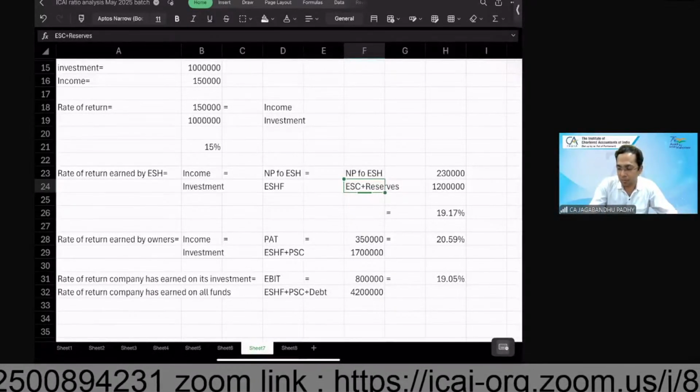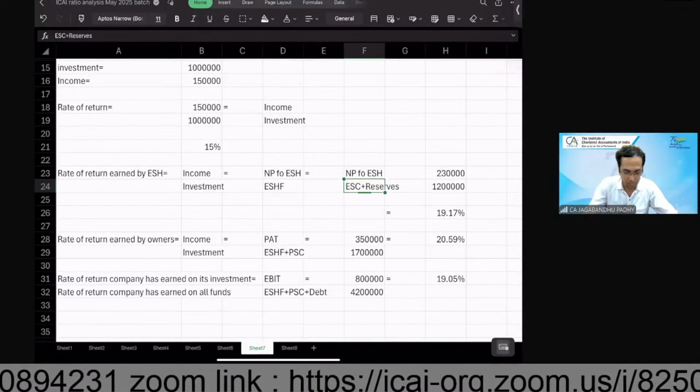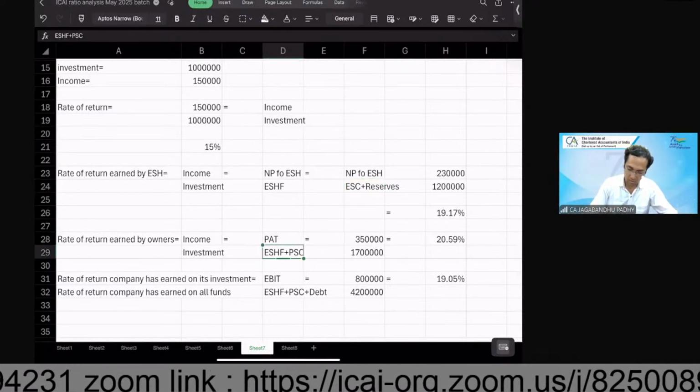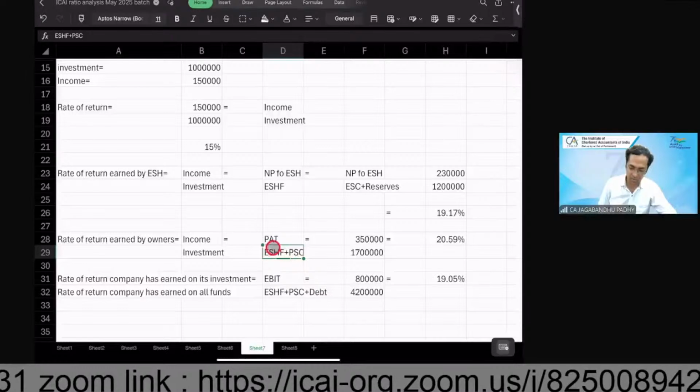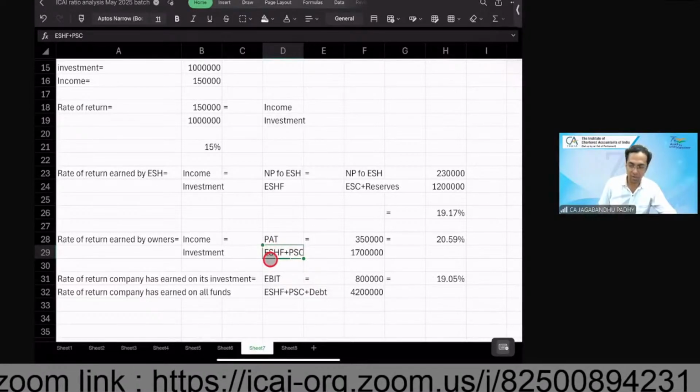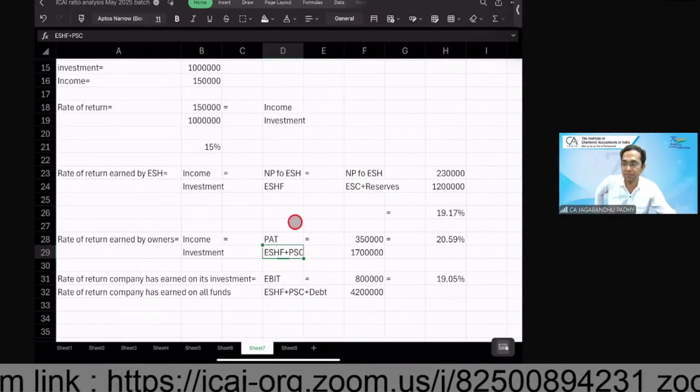So then, rate of return earned on owners' reserves, sir. Even there, reserves are included, because we are stating the equity shareholders' fund. So in the equity shareholders' fund, you include the reserves. Okay, sir.